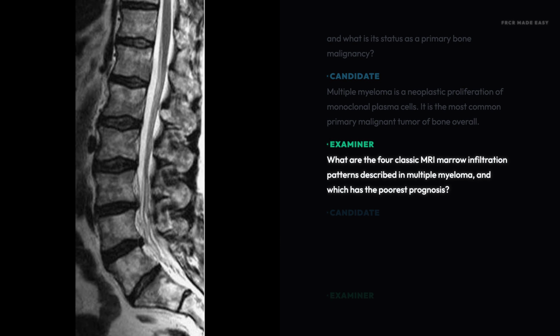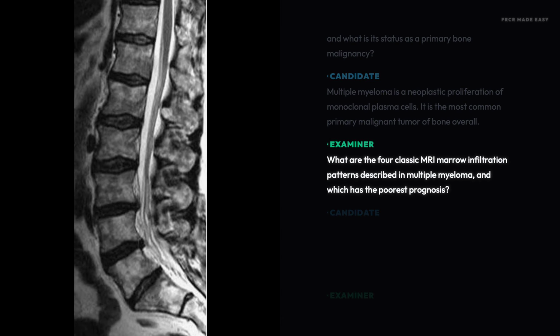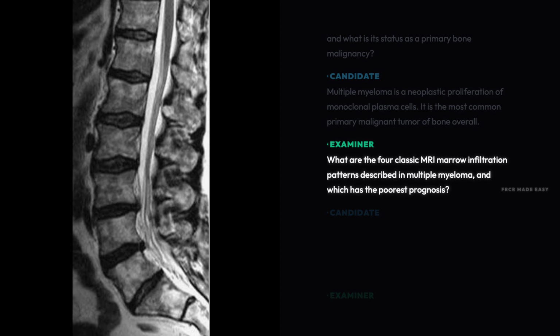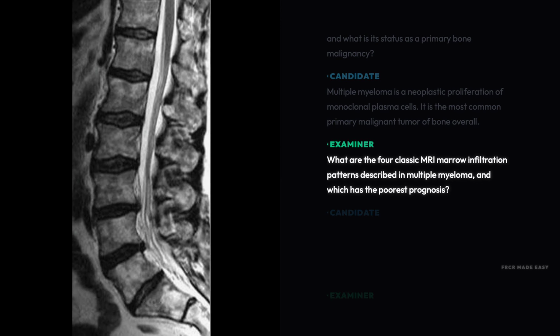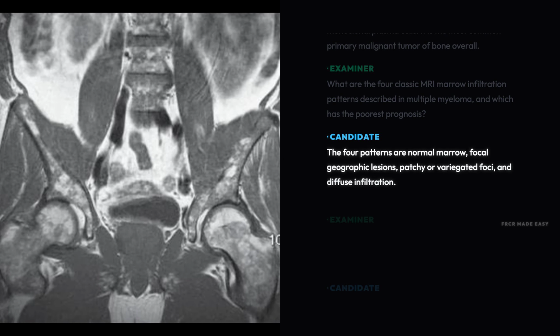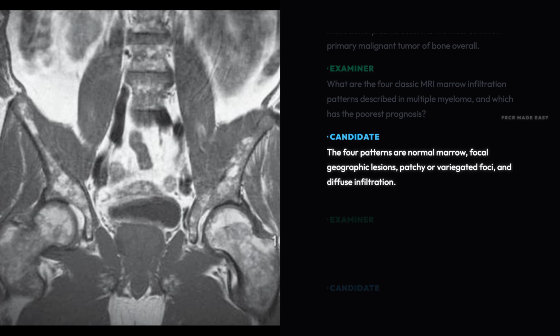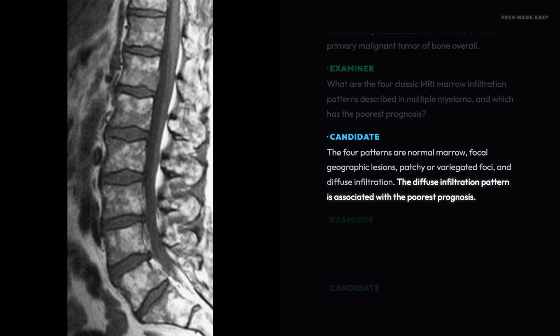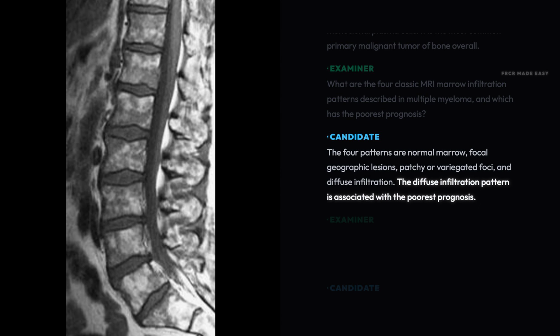What are the 4 classic magnetic resonance imaging marrow infiltration patterns described in multiple myeloma, and which has the poorest prognosis? The 4 patterns are normal marrow, focal geographic lesions, patchy or variegated foci, and diffuse infiltration. The diffuse infiltration pattern is associated with the poorest prognosis.